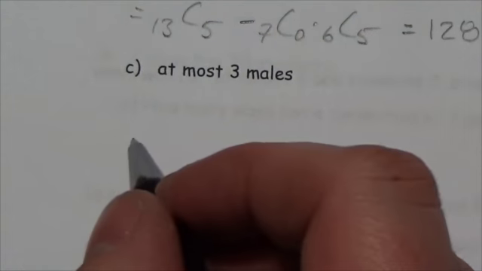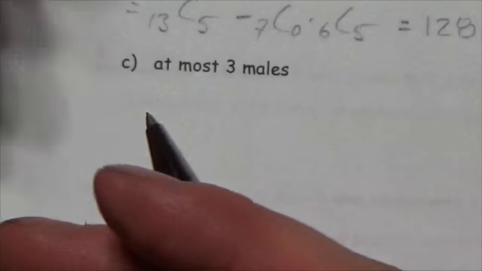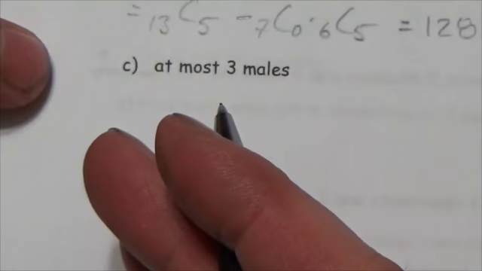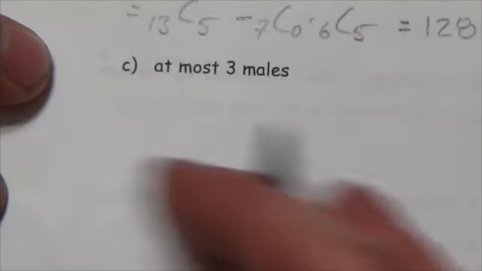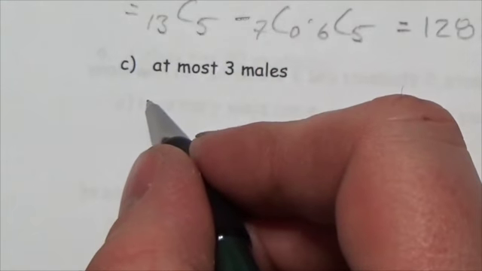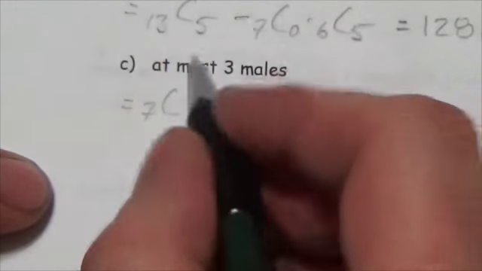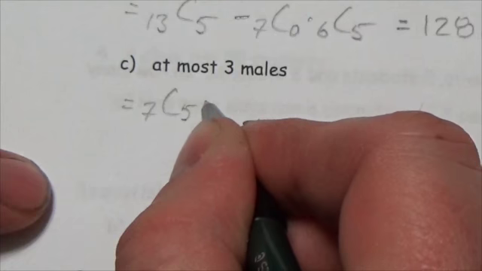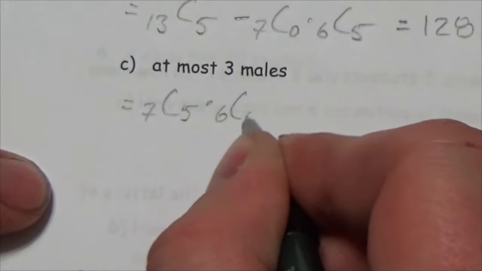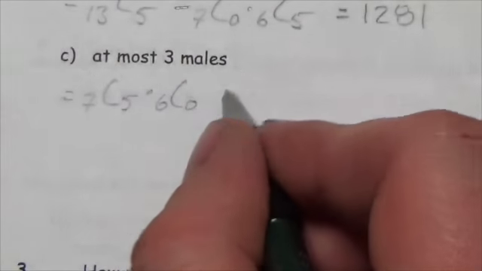At most 3 males. Right, at most 3 males. Now that means you could have no males, 1 male, 2 males, or 3 males. Okay, that's kind of how we're building this one here. So in this case right here, let's just build this from scratch here. We could have all females. So in other words, 7 choose 5 and no males. Okay, because at most 3 means up to 3.